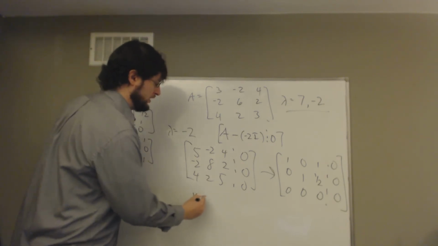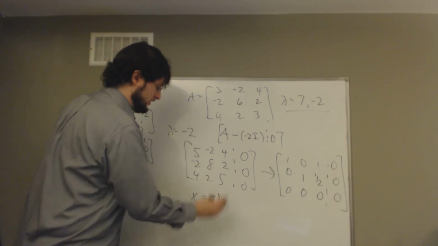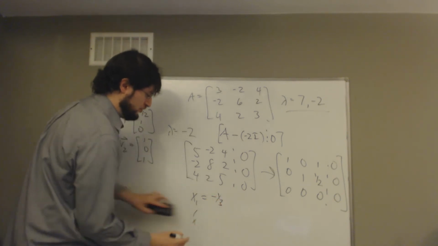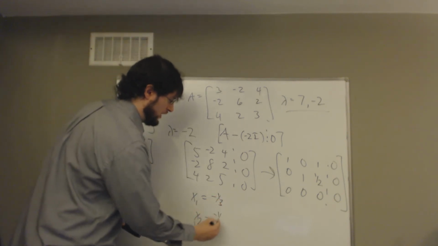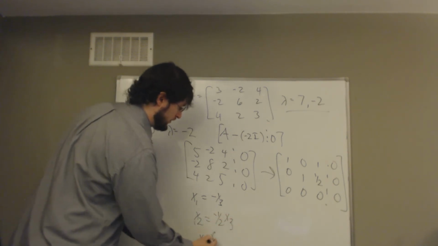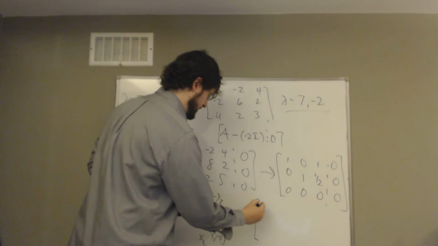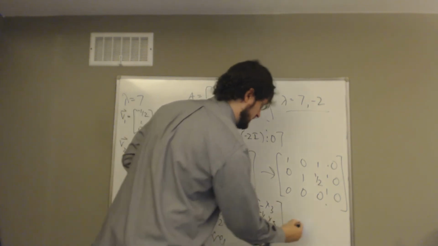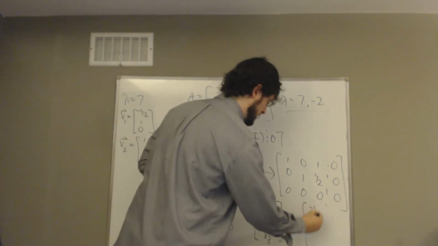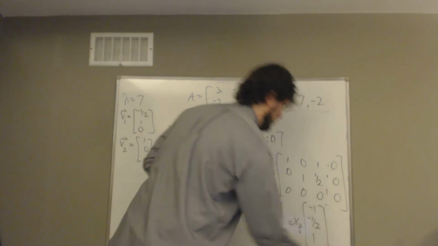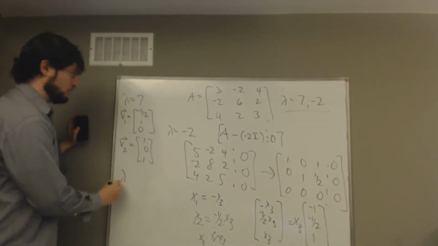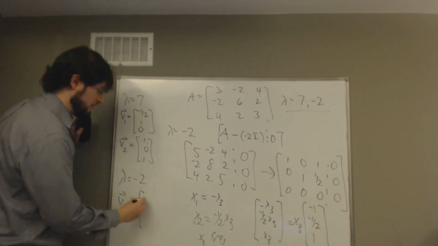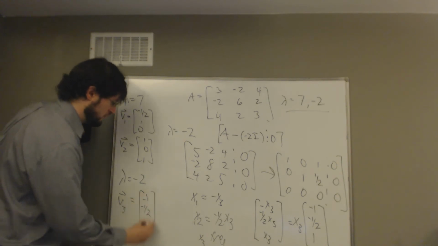This becomes x1 is negative x2, negative x3. x2 is negative 1/2 x3, and x3 is free. So we get negative x3, negative 1/2 x3, and then x3, which is x3 times negative 1, negative 1/2, 1. So lambda equals minus 2 gets me the eigenvector v3: minus 1, minus 1/2, 1.